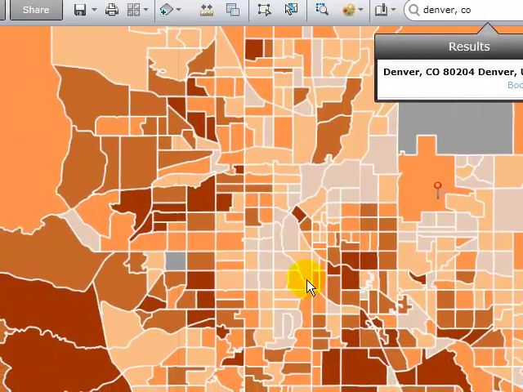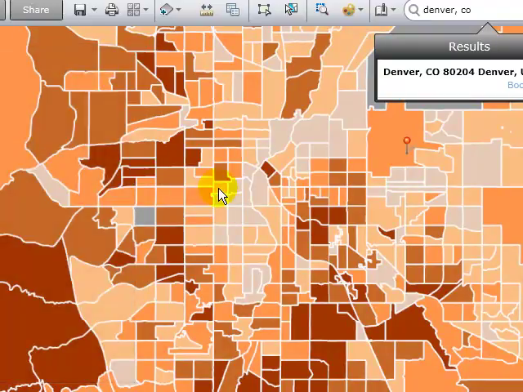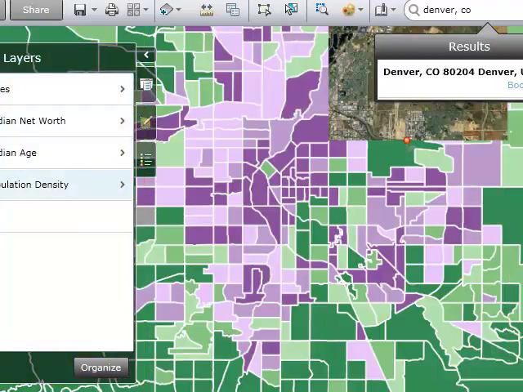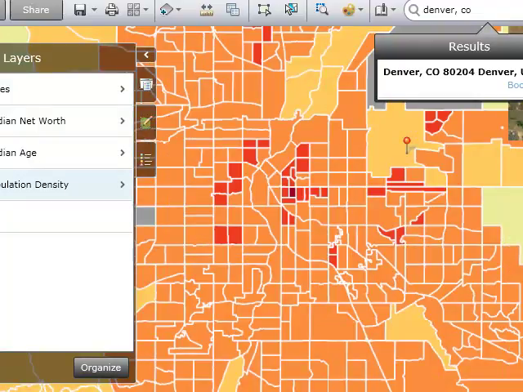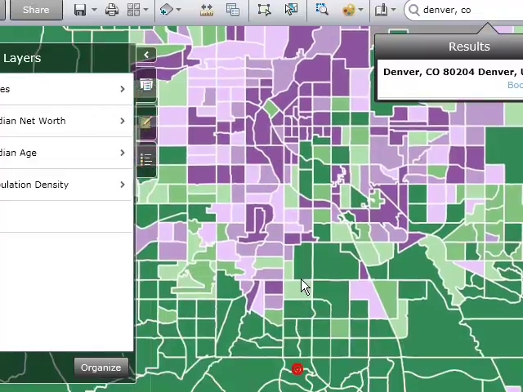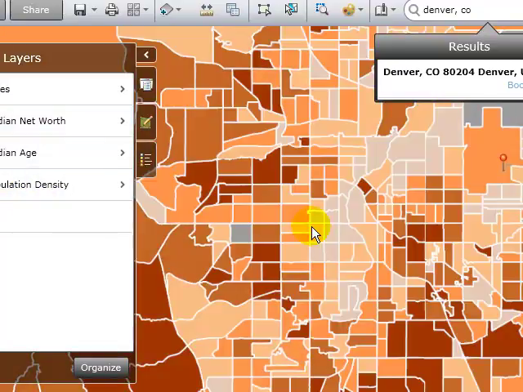So right now, I'm looking at most of Metro Denver. I'm looking at median age right now. I can change my layers at any time, right? Here's median net worth and population density. So it's interesting to look at patterns. If I look at the median net worth, for example, I can see that central Denver is relatively low, but there are some pockets of anomalous block groups and census tracts. Down to the south of Denver here, I've got a much higher median net worth. Interesting. What about median age? Wow, central Denver and south central Denver is quite young compared to the rest of Denver.